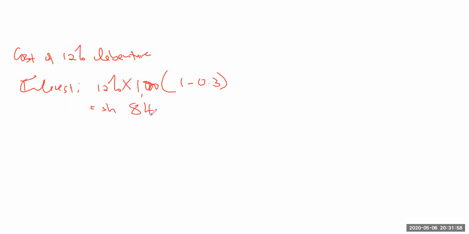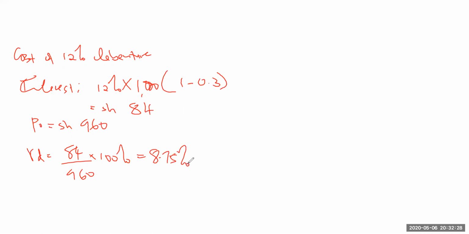You'll be told that the market value, P naught, for this debenture is 960. However, we don't have the flotation cost. Therefore, the cost of this debenture is equal to the interest 84 divided by 960, expressed as a percent, to give us 8.75%. That is the cost of the 12% debenture. I think you now have all the workings. Having done that, you can now get to the MCC.